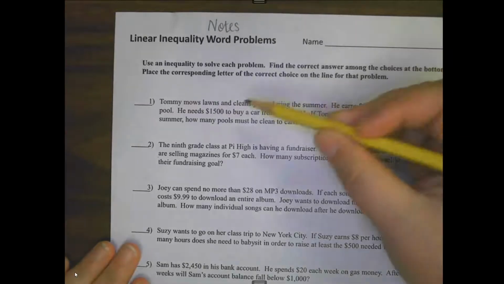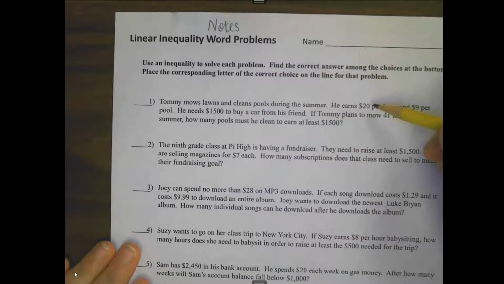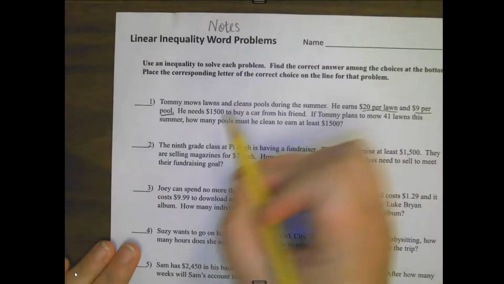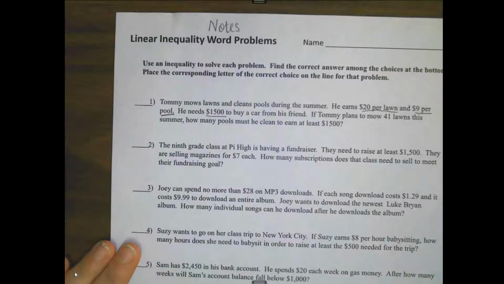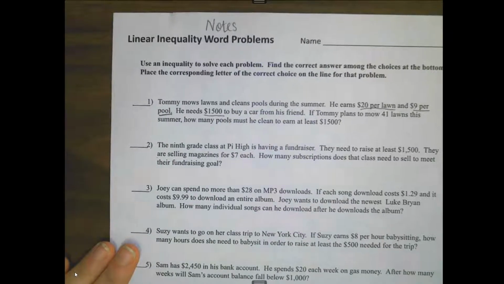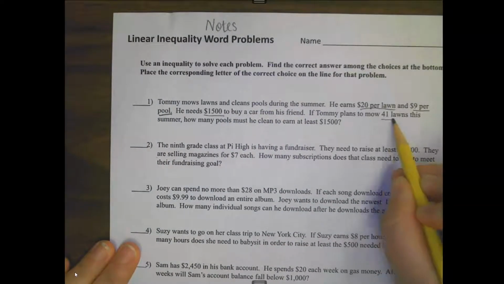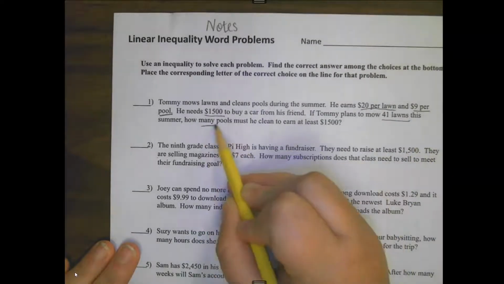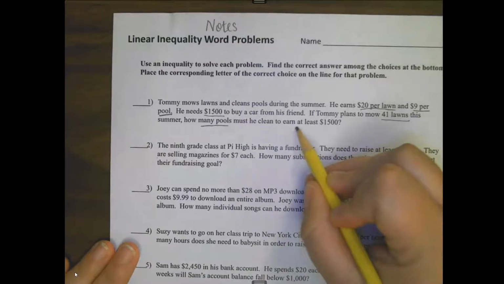Tommy mows lawns and cleans pools during the summer. He earns $20 per lawn and $9 per pool. He needs $1,500 to buy a car from his friend. If Tommy plans to mow 41 lawns this summer, how many pools must he clean to earn at least $1,500?